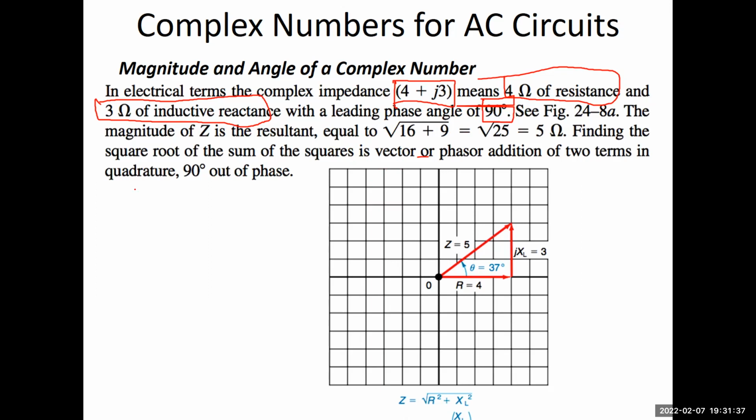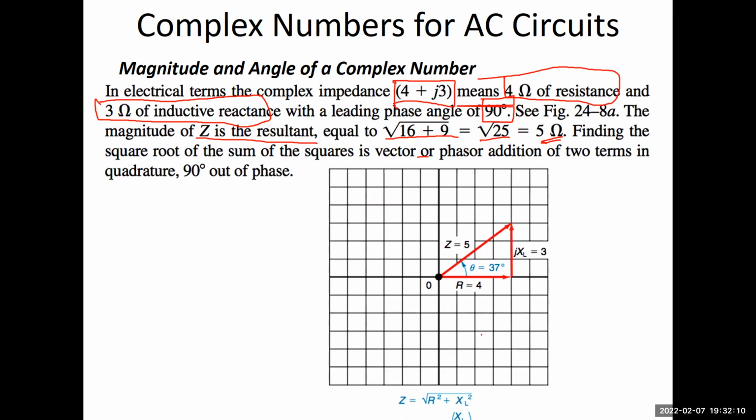So the magnitude of Z, which is the resultant, will now be equal to the square root of 16 plus 9, or the square root of 25. So that is equal to 5 ohms. And finding the square root of the sum of the squares is the vector or phasor addition of two terms in quadrature, 90 degrees out of phase.